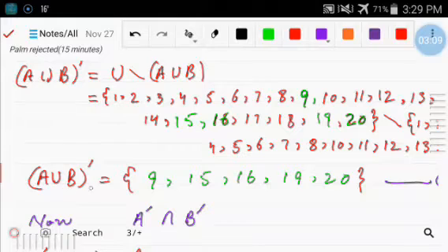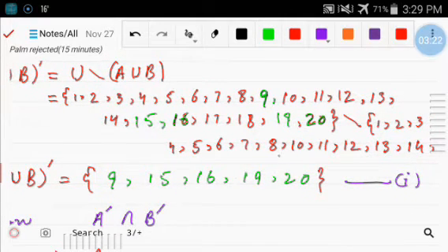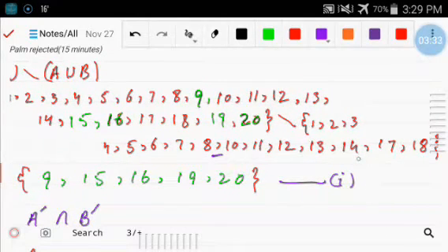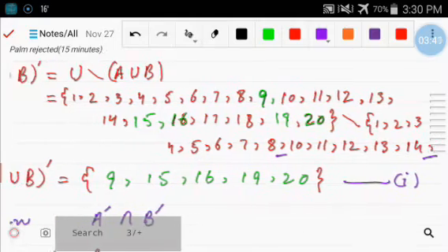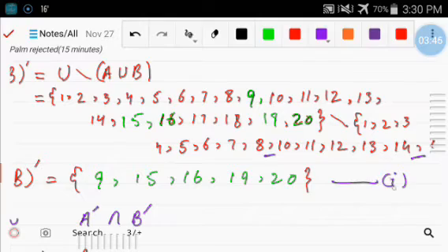So (A union B) whole complement is equal to the elements which are in set U. So 9 is in set U but is not in set A union B, so we take 9 here. Similarly 15 is in set U but not in set A union B. Similarly 16, 19 and 20. This one is (A union B) whole complement and this is equation number 1.